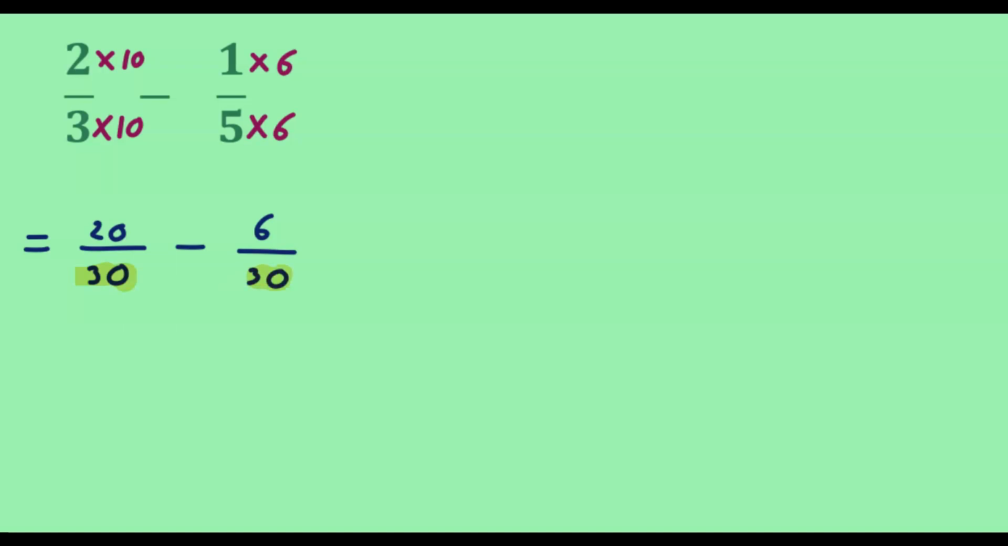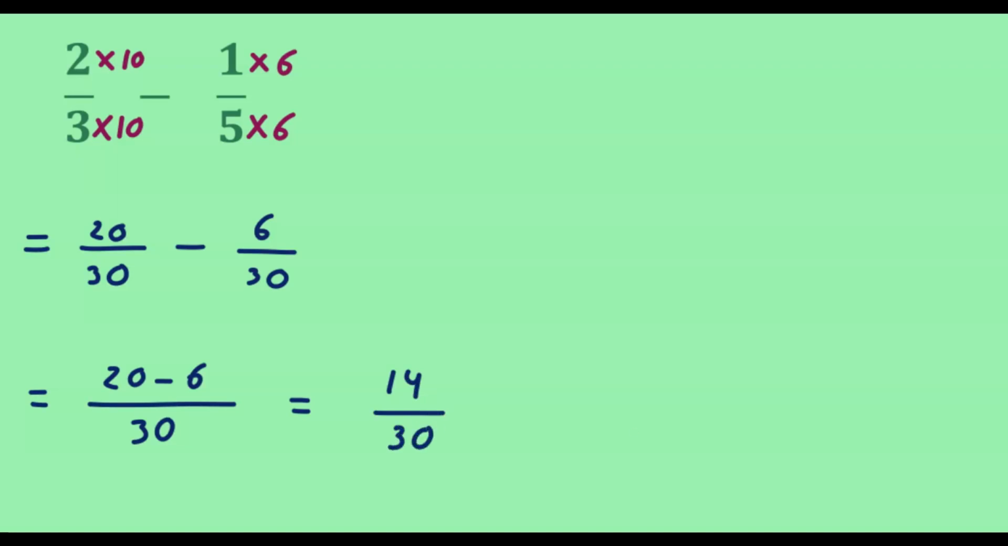And so how do we subtract these two fractions? All we need to do is subtract the numerators of the original two fractions. So we have 20 minus 6, and we write this over the denominator of 30. Now 20 minus 6 is equal to 14, and we divide this by 30.